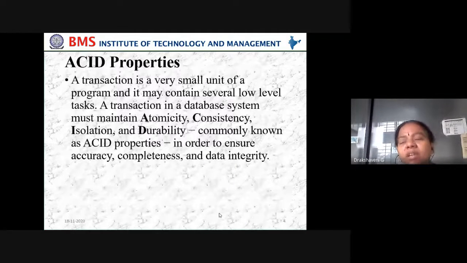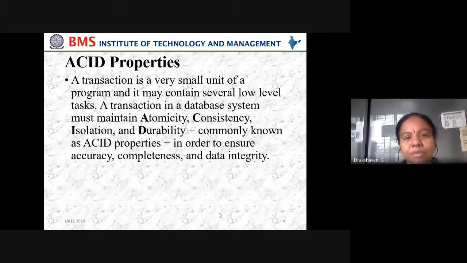Okay. So a very important topic is the ACID property. What is this ACID property? They will definitely ask in your placements, what is ACID property? A transaction is a very small unit of a program and it may contain several low-level tasks. A transaction in the database system must contain atomicity, consistency, isolation, and durability, commonly known as ACID properties, in order to ensure accuracy, completeness, and data integrity.